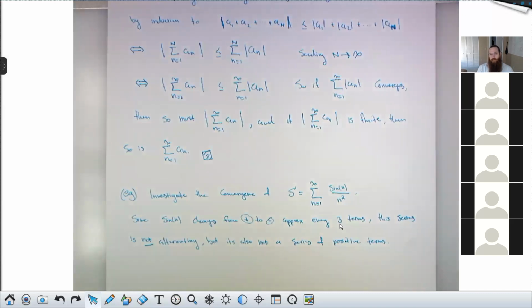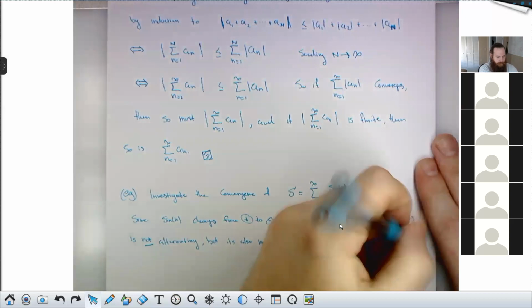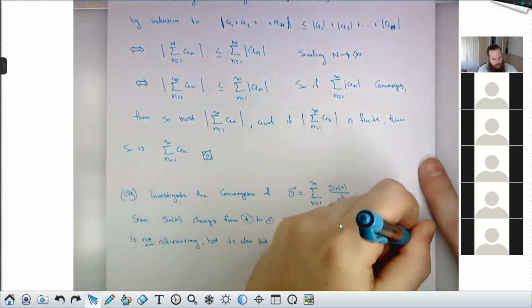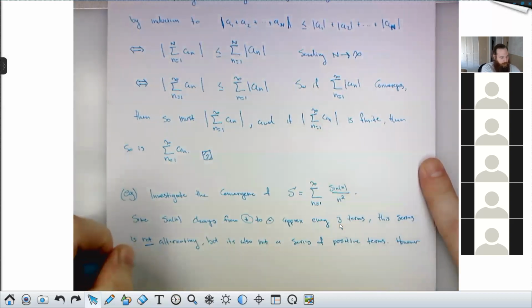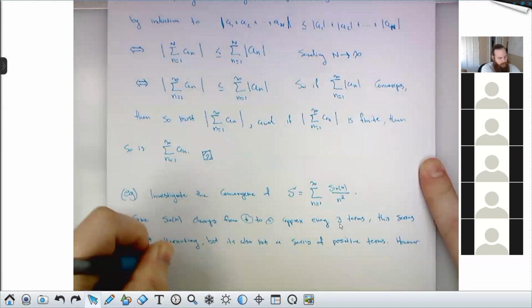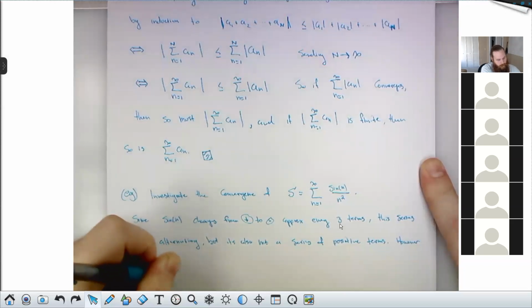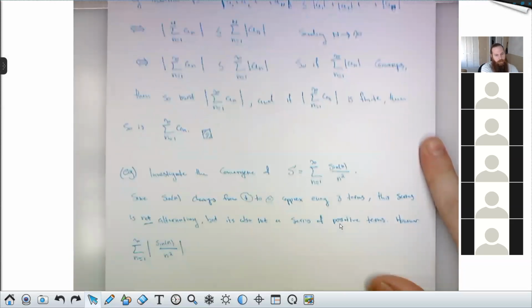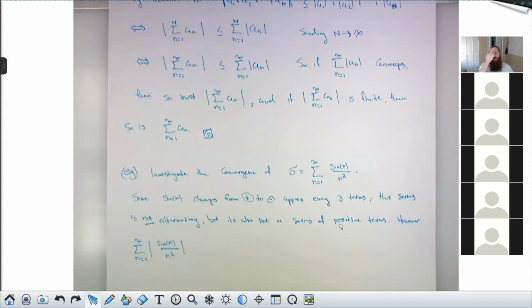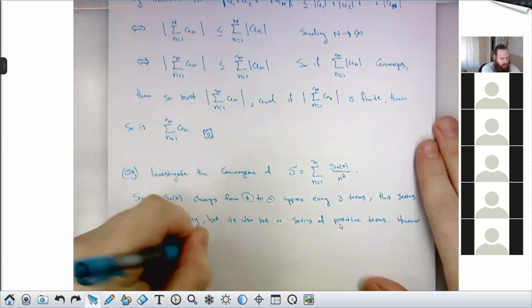So none of our tests apply. However, we can mess with this series all day, because by taking absolute values inside, we make it a series of positive terms.